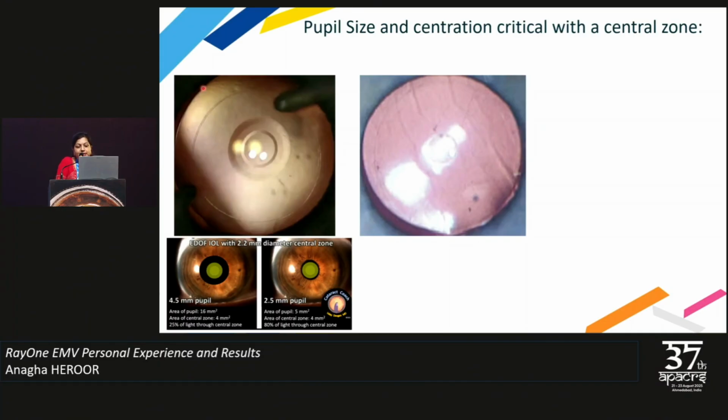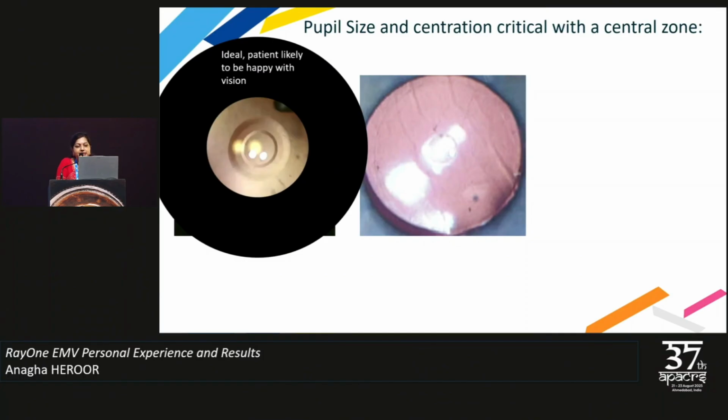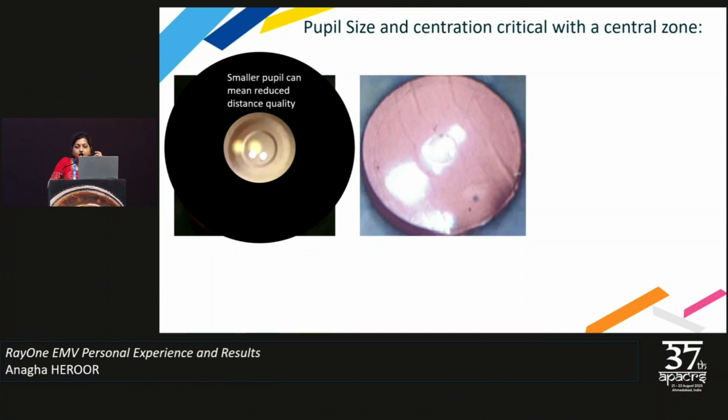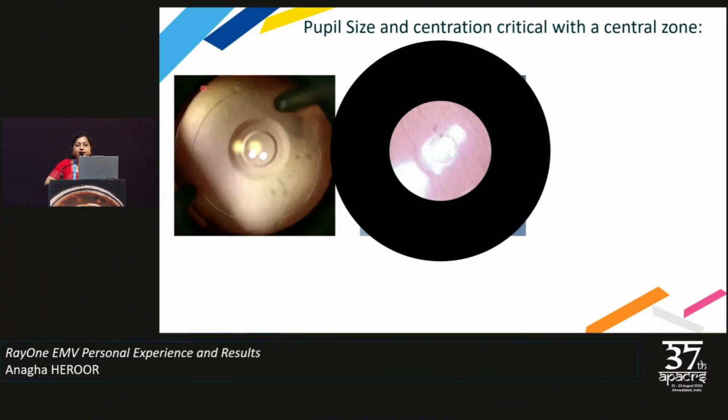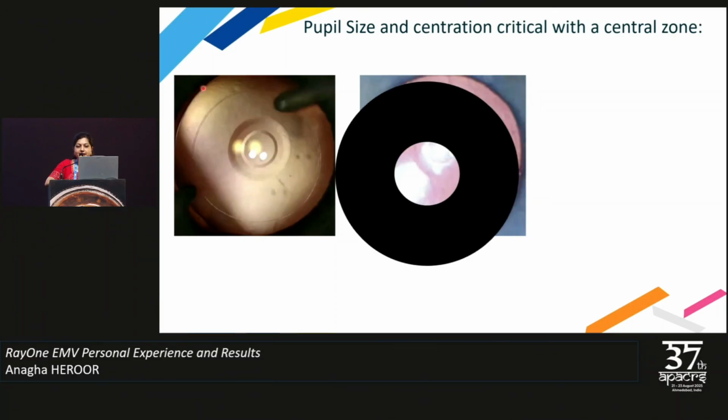Now, for example, courtesy Dr. Uday Degan, if you can see this small slide here, the Vivity lens has a central 2.2 millimeter zone. Now, if it's a pupil of 2.5 millimeters, literally 80% of the light goes in through the central zone, and the patient can suffer from dysphotopsia. Again, if the pupil is slightly dilated, the patient would ideally be happier. But as the pupil comes down, the visual quality for distance reduces. And if there is a decentration in the lens, the patient actually sees through the transition zone, and can have greater dysphotopsia.